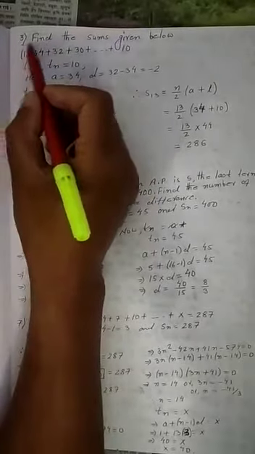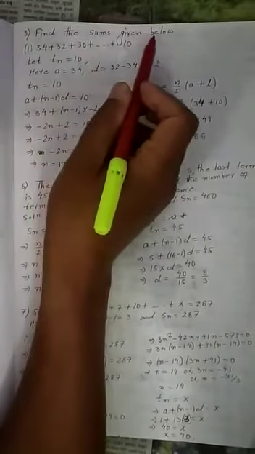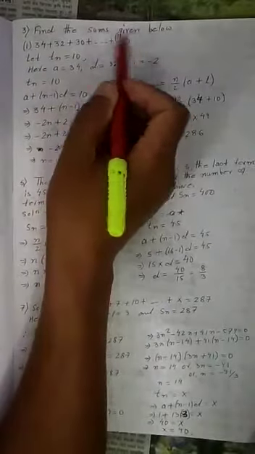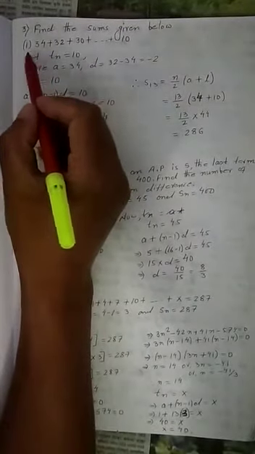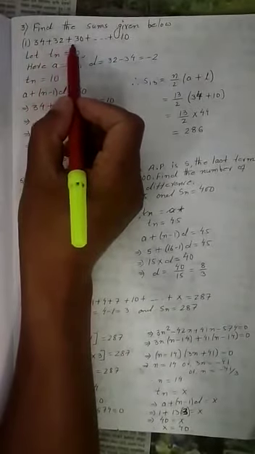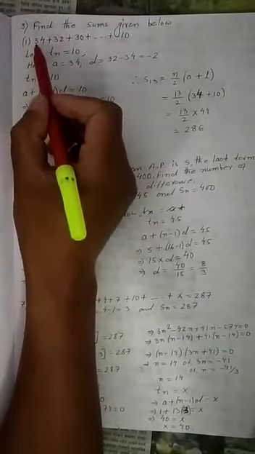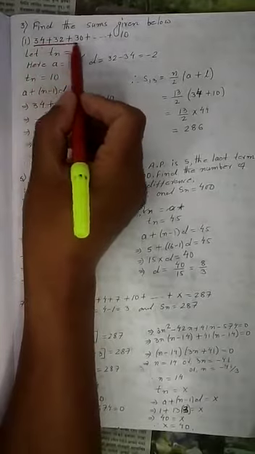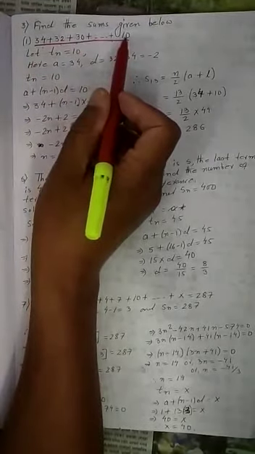Next number is find the sums of the given AP, or find the sums given below. So number one is 34 plus 32 plus 30 plus dot dot dot 10. So if you add these numbers, what is the answer?